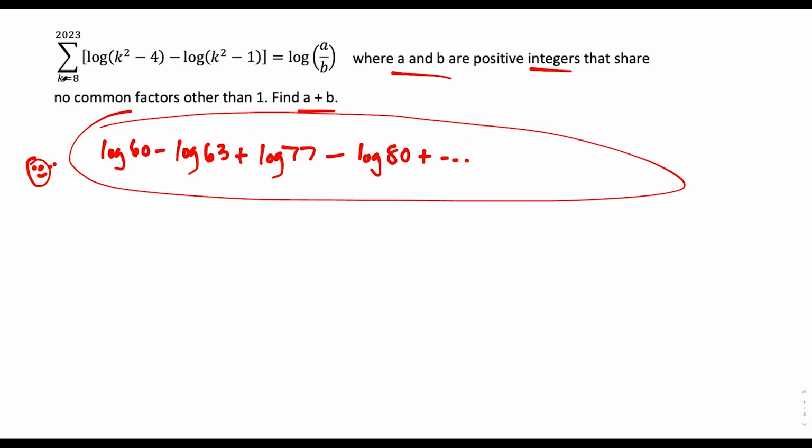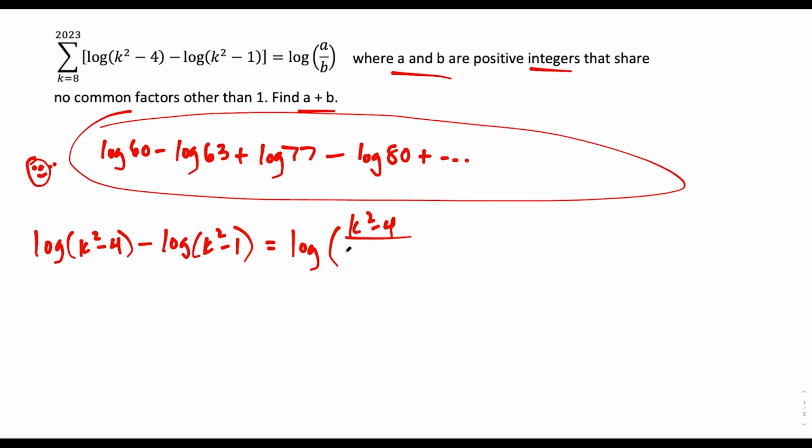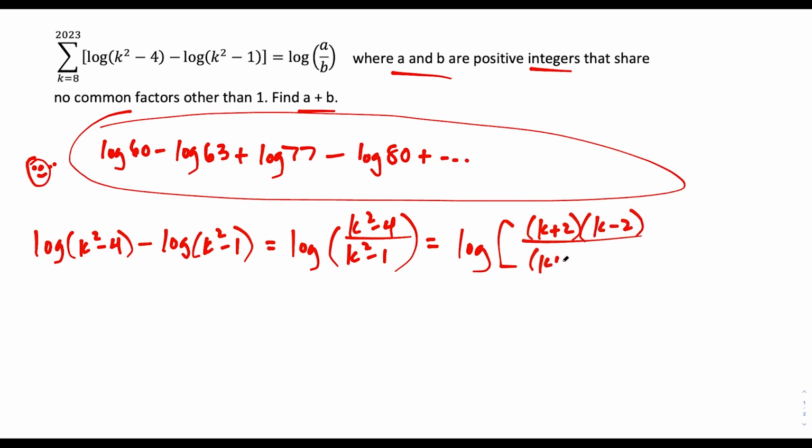So I said, all right, I'm not going to do it this way. My next instinct was to take this expression, log of k squared minus 4, minus log of k squared minus 1, and combine it into a single log. I was going to see where this would take me. I noticed we have a difference of two squares on top and bottom, so I said it might be a good idea to factor this. So I'd factor this down to k plus 2 times k minus 2 on top over k plus 1 times k minus 1. Now, remember what I said before, that nothing was canceling out at first glance.